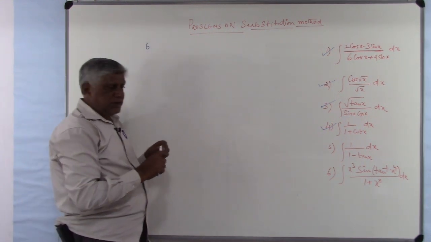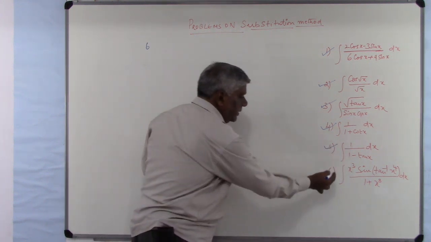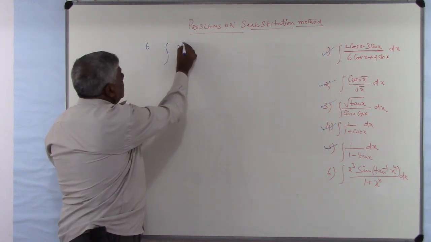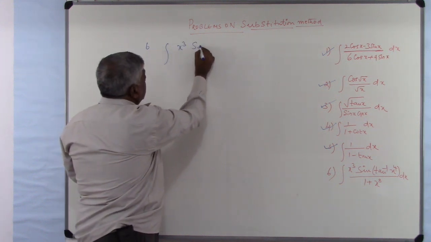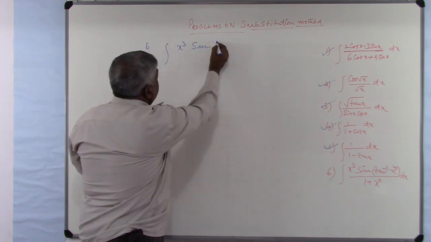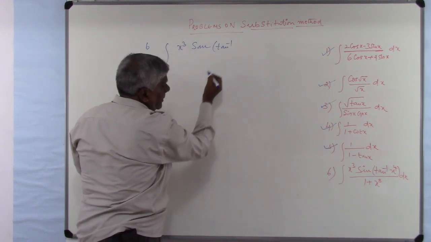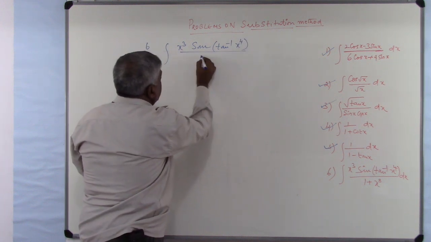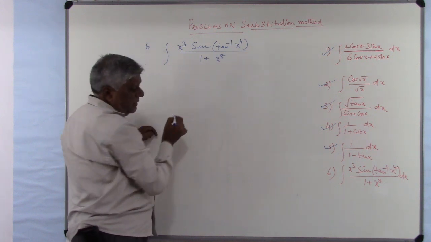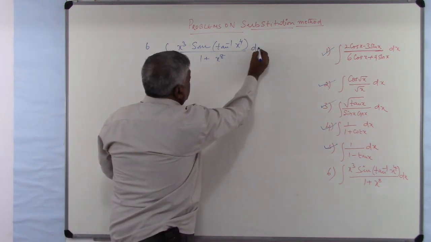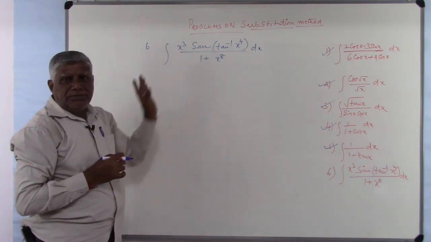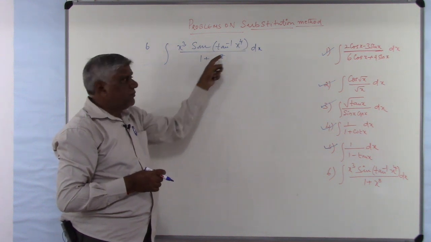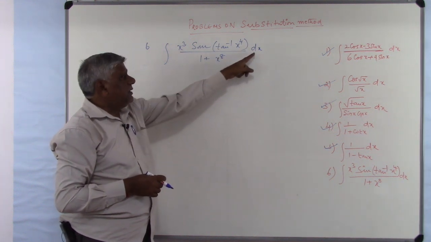Now we have finished this fifth problem. Now the sixth problem we are going in. Integral of x cube sine of tan inverse x to the power of 4, whole divided by 1 plus x to the power of 8, into dx. This is the problem. See, x cube sine of tan inverse x to the power of 4 divided by 1 plus x to the power of 8 into dx.